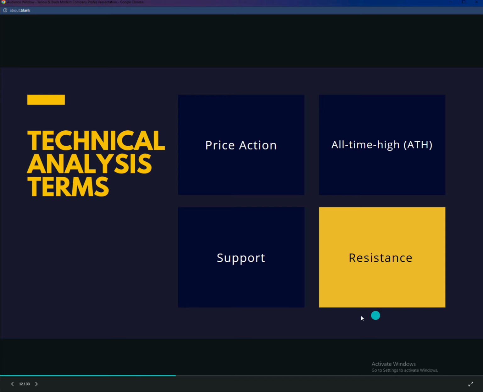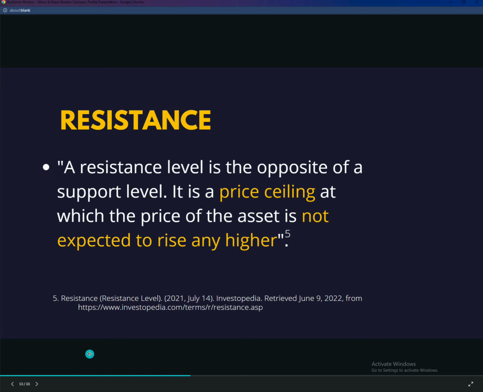Resistance level. A resistance level is the point on a price chart at which the upwards price action comes to a halt because the inclination to sell the asset is greater than the buy interest. This occurs most often when people would like to sell for profit.